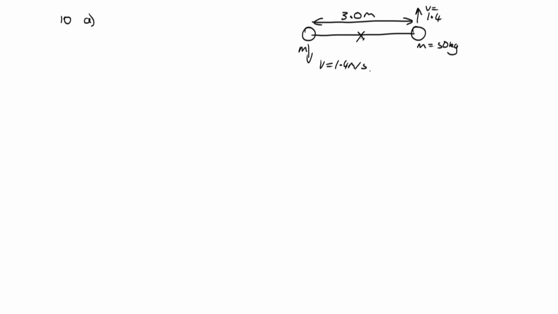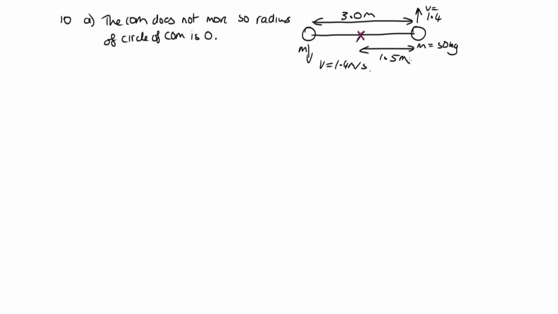In the first part, we're asked to consider the two skater system, and we're asked for the radius of the circle. This question isn't especially clearly worded, but it's essentially asking what radius the center of mass moves about, and the answer is that the center of mass does not move. So the radius of the circle of the center of mass is 0. The radius of the circle that the two individual skaters trace out is half this length, so it's 1.5 meters for each individual skater.